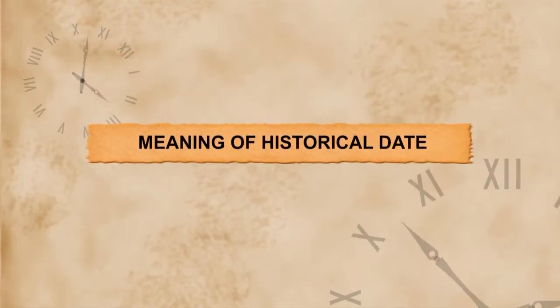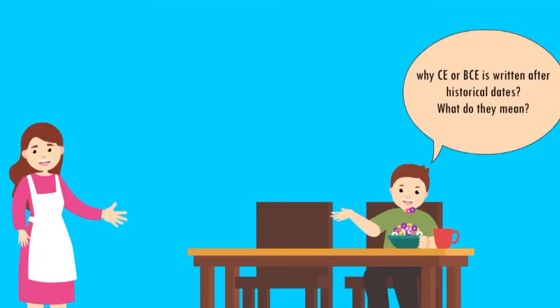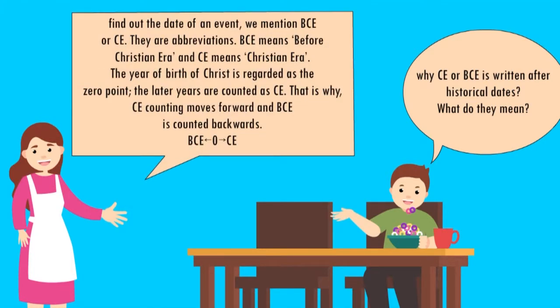Meaning of historical date. Mani asked his mother why CE or BCE is written after historical dates. What do they mean? His mother said that to find out the date of an event, we mention BCE or CE. They are abbreviations. BCE means before Christian era and CE means Christian era. The year of birth of Christ is regarded as the 0 point. The later years are counted as CE. That is why CE counting moves forward and BCE counting is backwards.